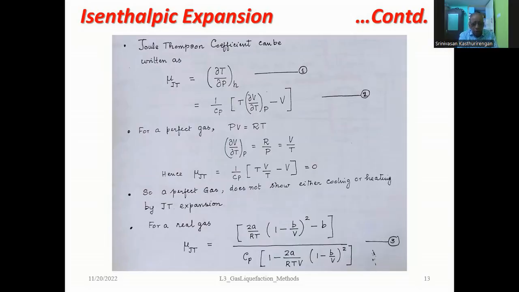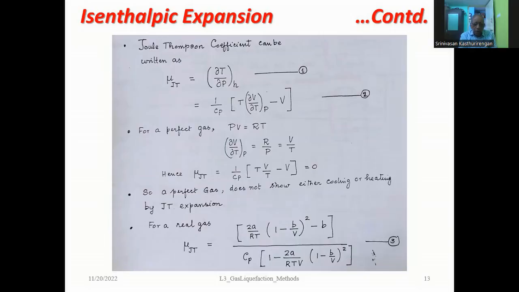Now, there are methodologies to calculate this Joule-Thomson coefficient, but I write directly here the expression. The expression is 1 over Cp into 2 T dou V by dou T at constant P minus V. Okay, this is the expression which you have for the mu JT.